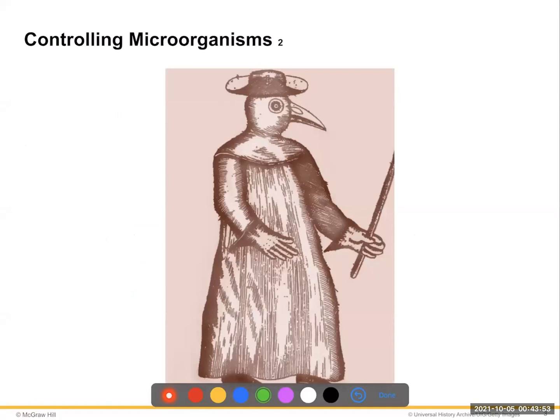All right, this is what we used in the past. These are the doctors' masks they used to wear, very effective masks.